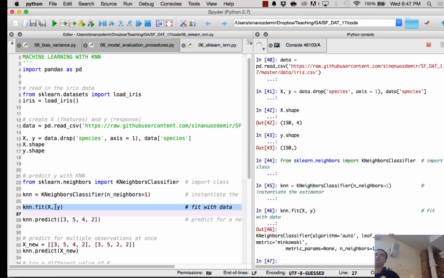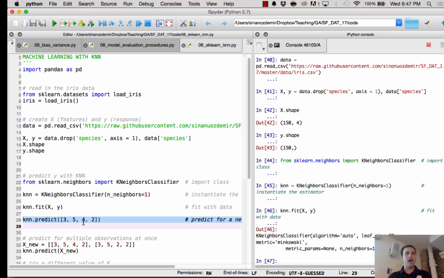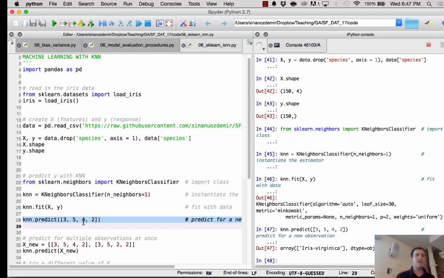So far, so good. We're giving the blank slate. Here are the predictors, the things I'm going to use to predict with. And here's the response, the thing I'm trying to predict. So once I fit, line 28, we'll take that KNN object and predict something new. Import, instantiate, fit, predict. So I give it 3, 5, 4, 2, which is sepal length, sepal width, petal length, petal width. And out pops Iris virginica.